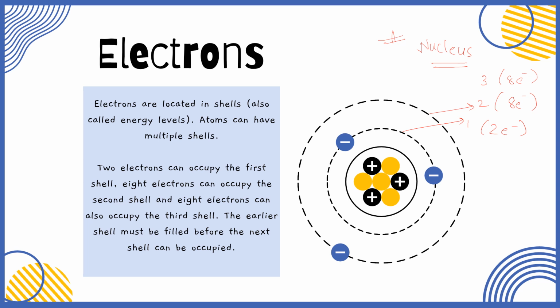Also, when the first shell is not completed, you cannot fill electrons in the second shell. So always the first shell has to be completed or fully filled with 2 electrons, then only you can fill the next electron in the second shell. Similarly, 8 electrons have to be filled in the second shell so that you can start filling in the third shell. So you can read it here. It is written: 2 electrons can occupy the first shell, 8 electrons can occupy the second shell, and 8 electrons can occupy the third shell. The earlier shell must be filled before the next shell can be occupied.